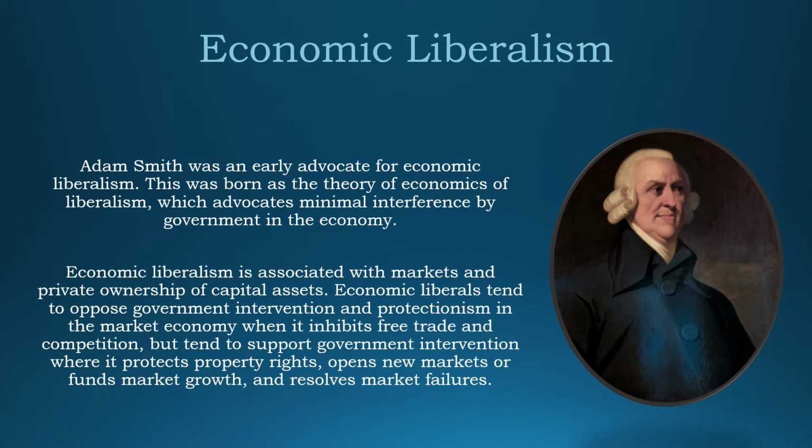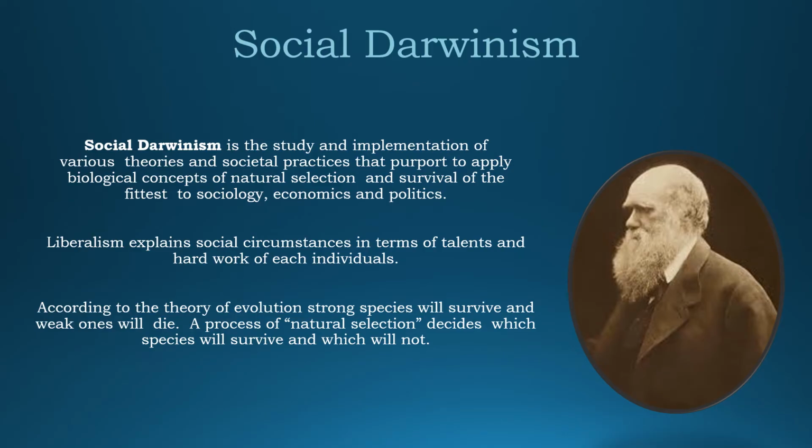The theory of economic liberalism advocates minimal interference by government in the economy. So, to cut it short, economic liberals tend to oppose government intervention and protectionism in the market economy when it inhibits free trade and competition. But they tend to support government intervention where it protects property rights, opens new markets, or funds market growth and resolves market failures.